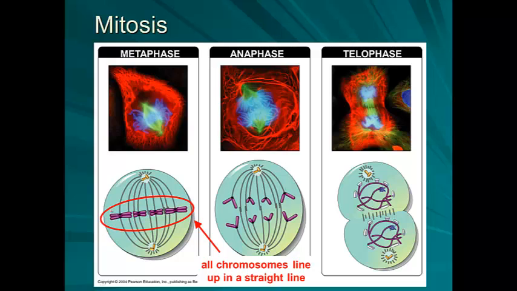Okay, so when I say they line up end to end in a straight line, I mean the little tips, the tops and the bottoms are all sort of lined up end to end. When I say side by side, I'm talking about this side here. So this is the side of the chromosome, and these are the ends. That's the terminology I use.